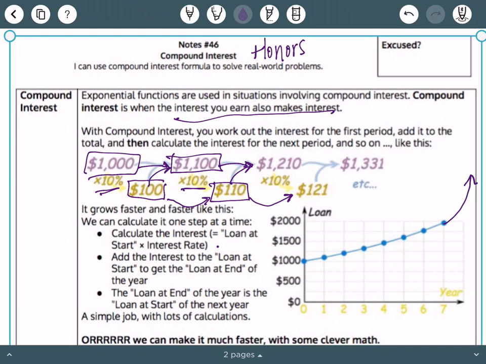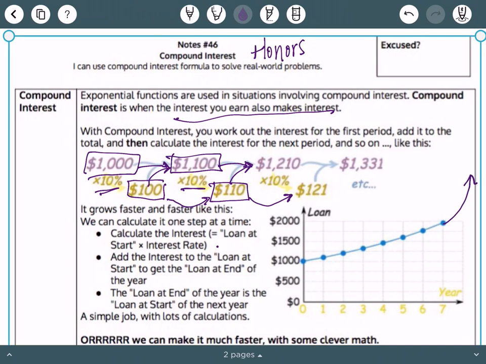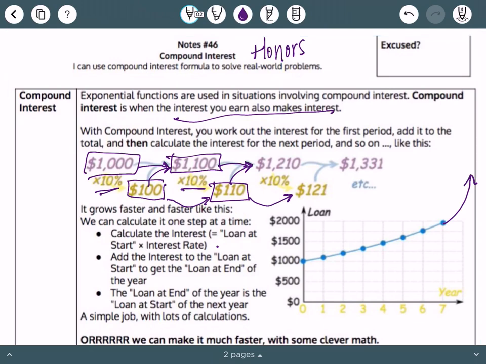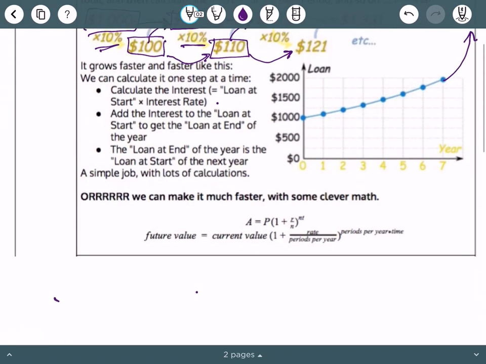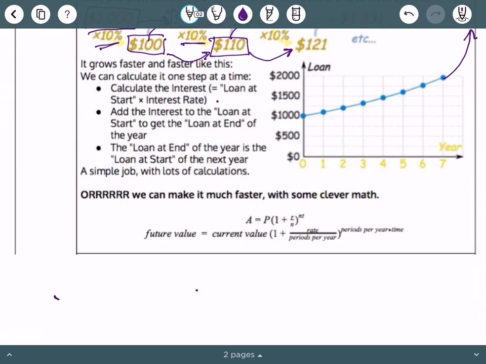So we could keep doing this over and over again, right? Where we calculate the 10%, add it together, and then move on. We keep going and going and going, or there's a formula that does it faster. So that formula looks like this. It's a little wonky, but it is A equals P(1 plus r over n) to the n times t power.